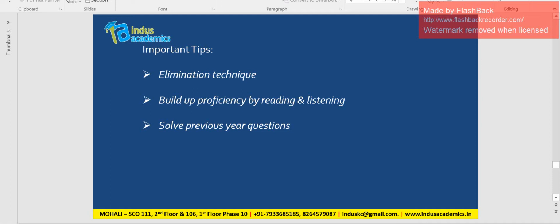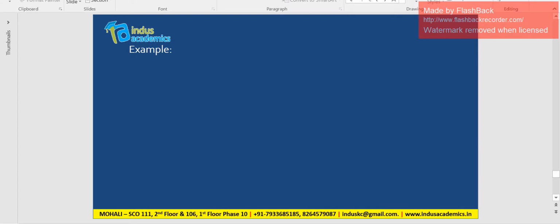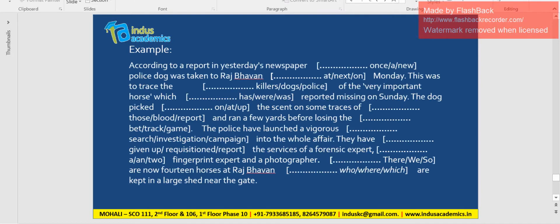So now let us move to an example and see how we can apply these important tips in solving the questions. So this passage has been taken from the 2012 CDSE paper. Let's go through this passage once.